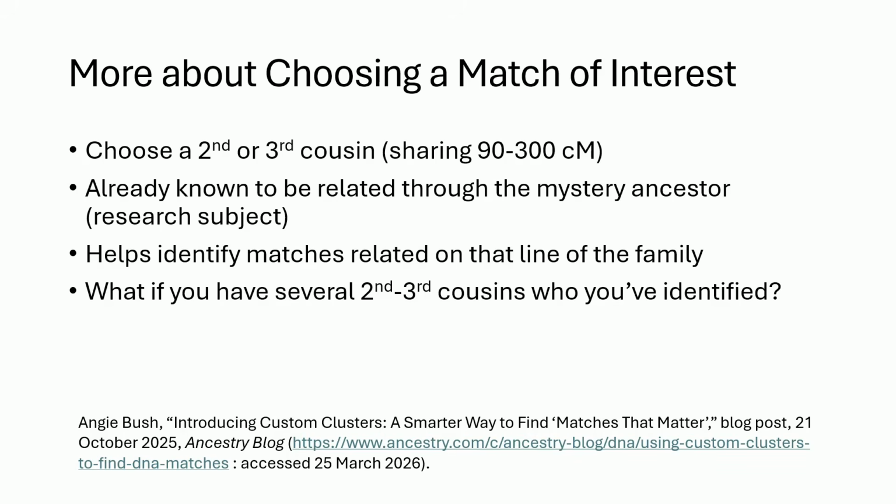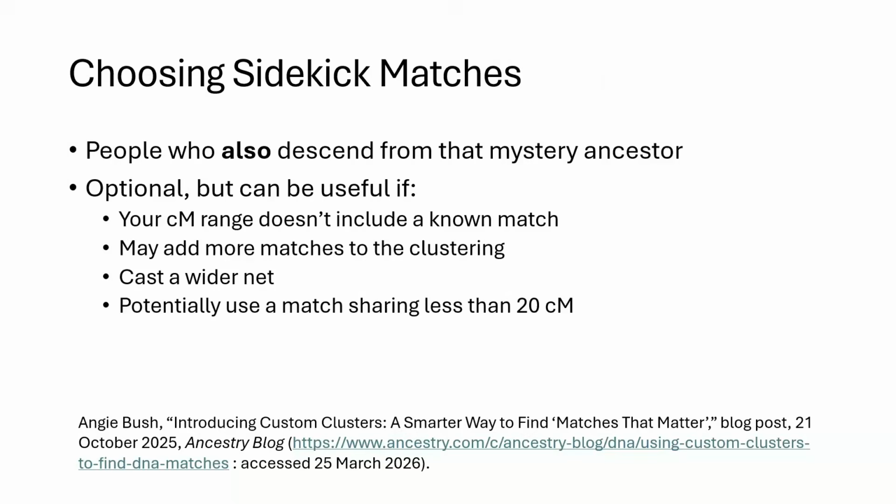Well, what should you do if you have a lot of second or third cousins that you've identified? And I do have a few different options here. And so in Angie Bush's article about custom clusters, she talks about choosing sidekick matches. So maybe you do have more than one second or third cousin that descends from that mystery ancestor. So then you can choose more people for your sidekick matches. And the sidekick matches are optional, so you don't have to pick any at all.